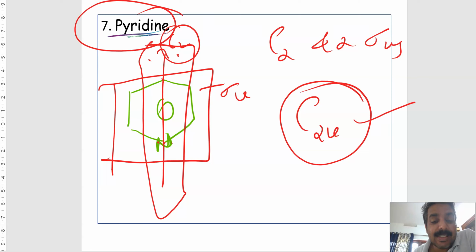No sigma h is here. Sigma h is not present because sigma h is the plane perpendicular to the C2 axis. Perpendicular to C2, there is no plane here. So the point group will be C2v, not C2h.